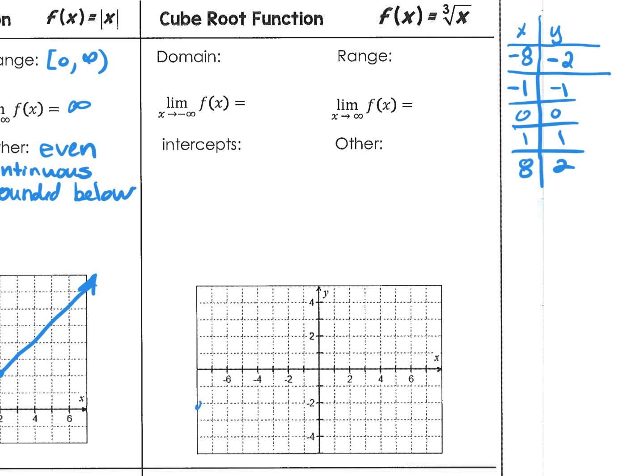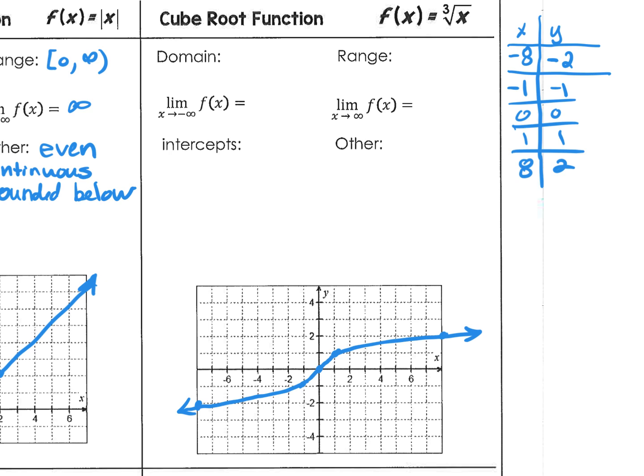So let's plot those points. At negative 8, it is negative 2. At negative 1, it is negative 1. Then it goes to here, and then here. So look what this guy does. Doesn't it look like you took a cubic, rotated it, and flipped it over? Think about it. Cubic does this. So now we just turned it on its side and then flipped it over, didn't we?